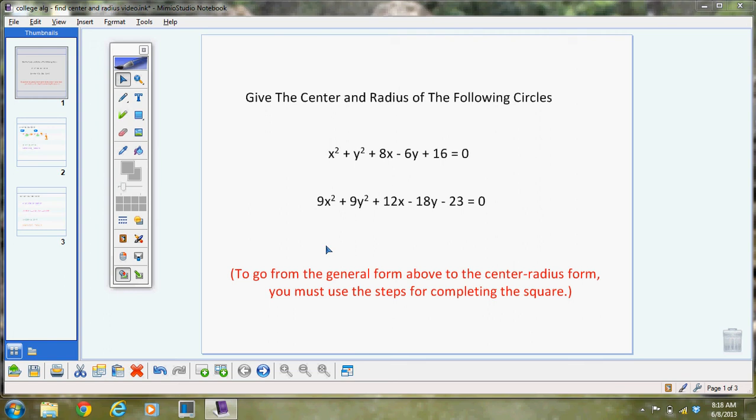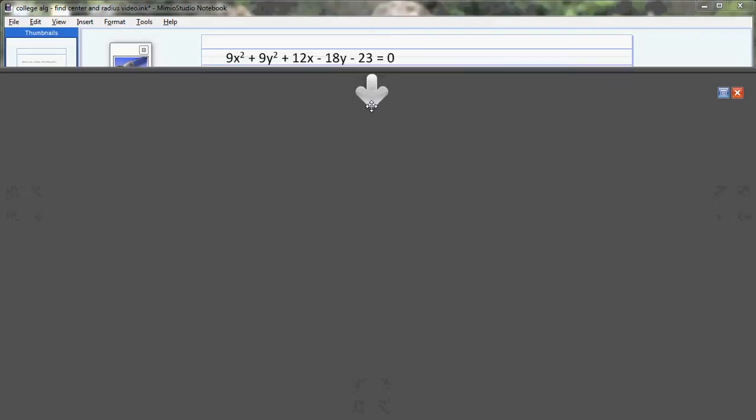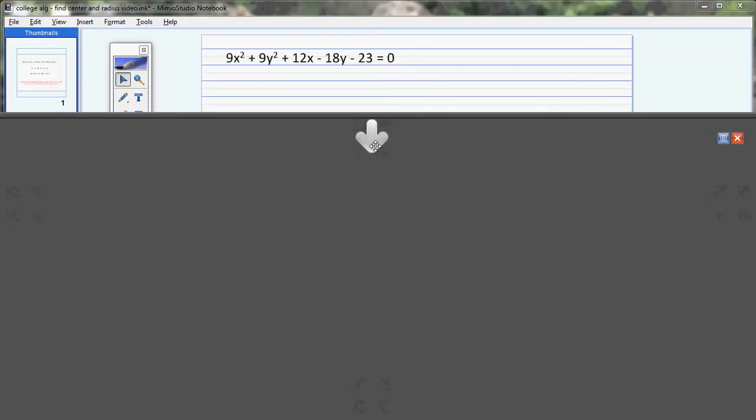This time we're going to find the center and radius of the second equation here. Now this one is a little bit trickier, and I'll show you why. In the last example, we got to skip the first step. In this example, we do not. Now remember, the first step always says to divide by the number in front of the x squared.